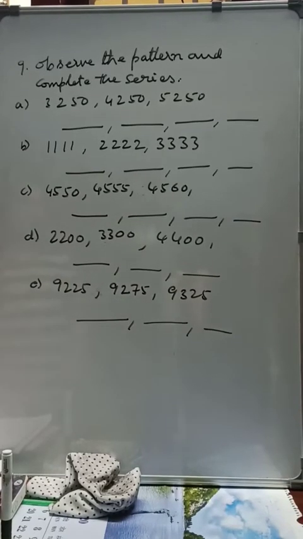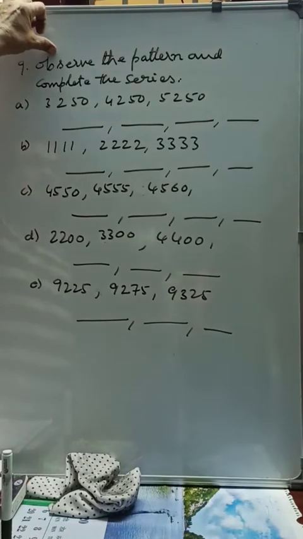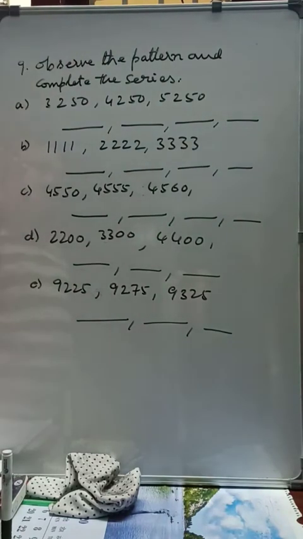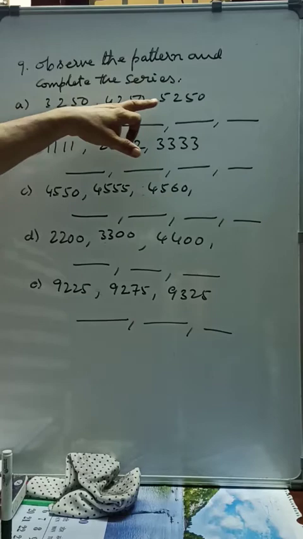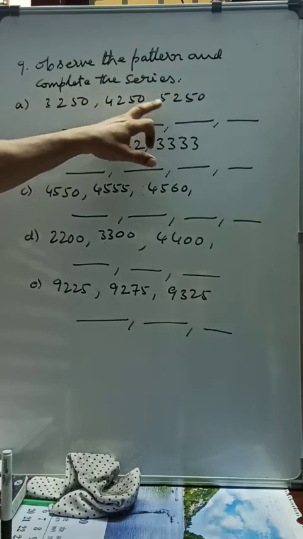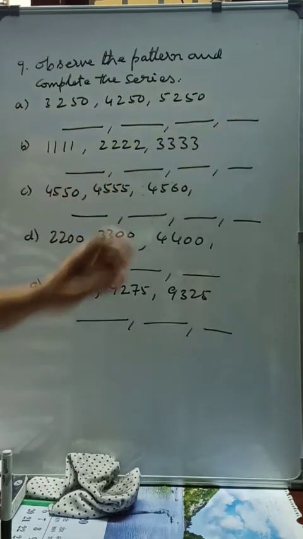So after the 8th sum, coming to the 9th, we were asked to observe the pattern and complete the series. So in the first pattern A, we have 3250, 4250, 5250 and 4 more blanks are given.